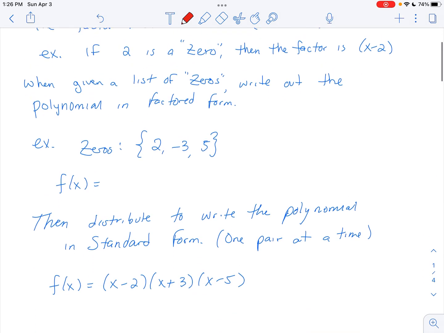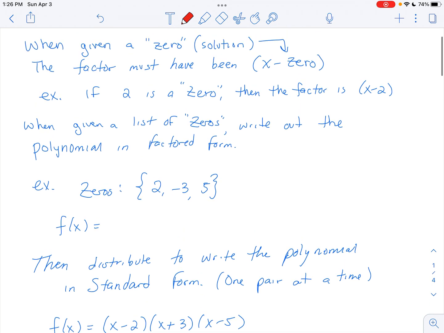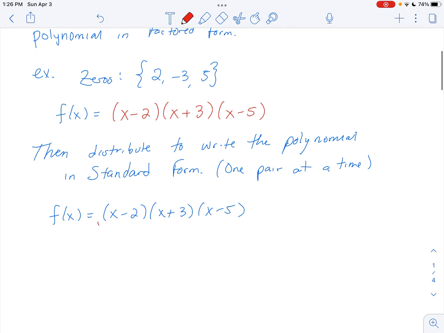So for example, if we have the zeros 2, -3, and 5, we would write the factors as x minus 2, x minus -3, or x plus 3, and then x minus 5. Then we would distribute to write out the polynomial in standard form. Just do one pair at a time. Don't try to distribute all three all at once. So for example, I would take just x minus 2 and x plus 3, and I would distribute those.